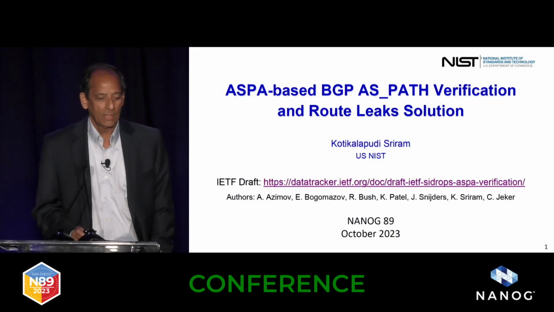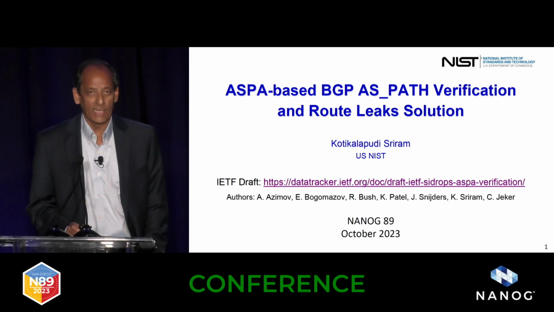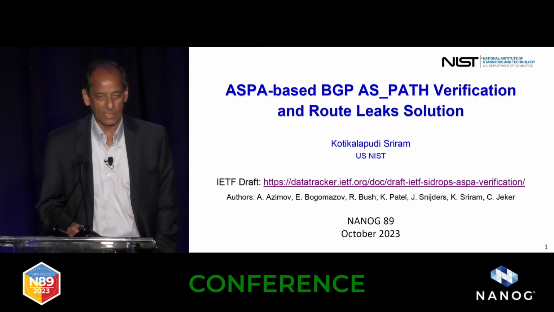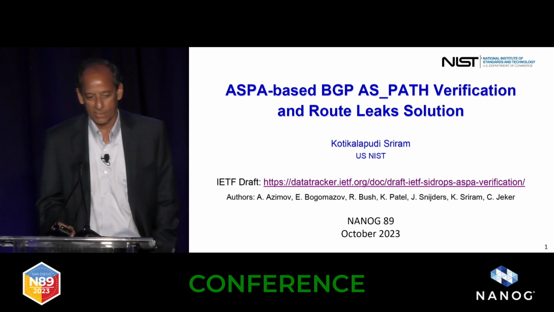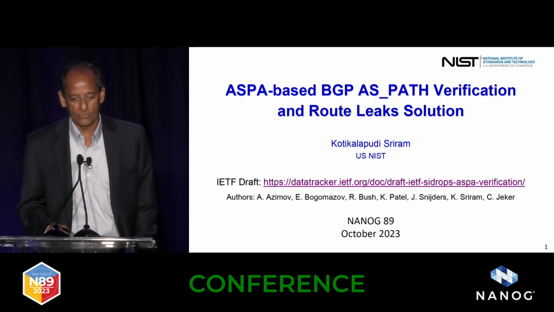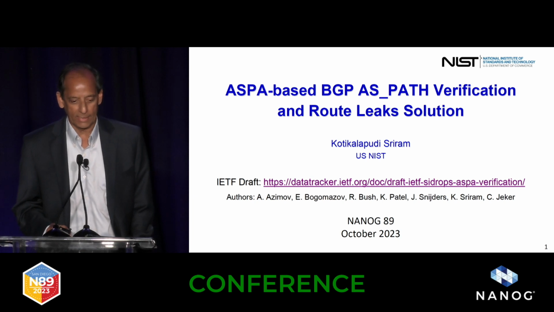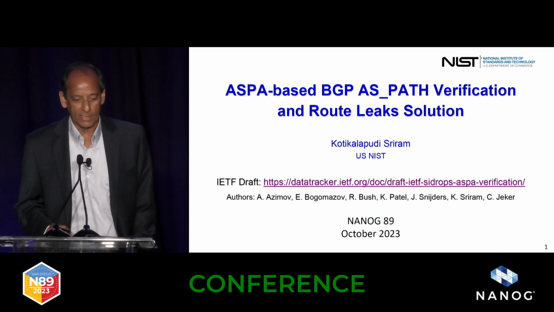So I'm here today to share with you about ASPA, Autonomous System Provider Authorization, an RPKI object, and how this object can be used in the routers to do AS path verification and route leak detection and mitigation.